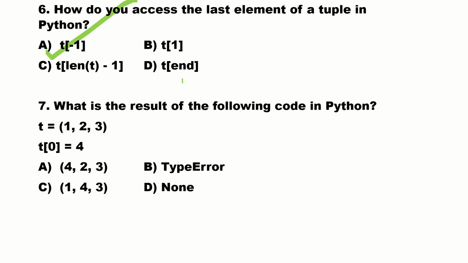Next one, what is the result of the following code in Python? Here one tuple is given and the element at index 0 should be changed into 4. Which number is given on the 0th index? 1 is given on the 0th index. So it's telling you to change t[0] = 4. Can you change this one? No, you cannot change it because tuples are immutable and cannot be modified once created. So what is the condition arising? It will be a TypeError. This will be the output when you try to do this, TypeError.